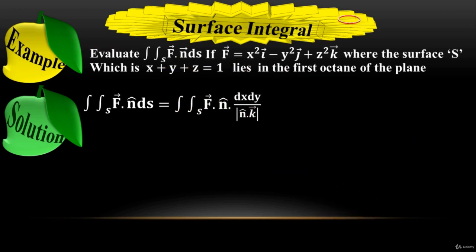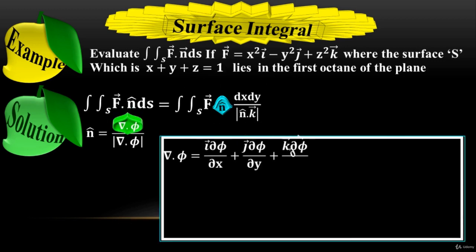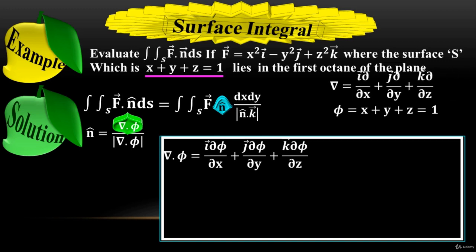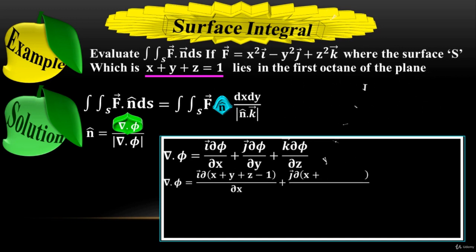First I'm going to find the unit normal vector, where the unit normal vector equals the gradient over the magnitude of the gradient. Remember, these are the previous topics. We have already discussed unit normal vector and gradient. Let me first calculate the gradient, where the gradient equals i partial phi over partial x plus j partial phi over partial y plus k partial phi over partial z. Phi is actually the surface, which is x plus y plus z equals 1. And del equals i partial over partial x plus j partial over partial y plus k partial over partial z.